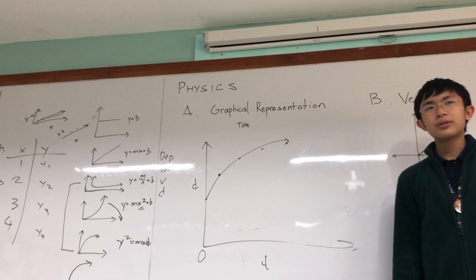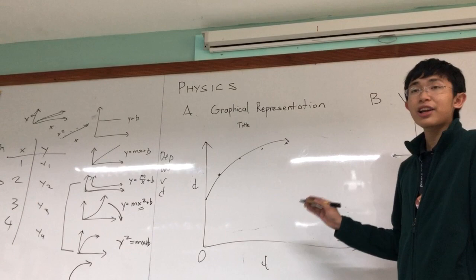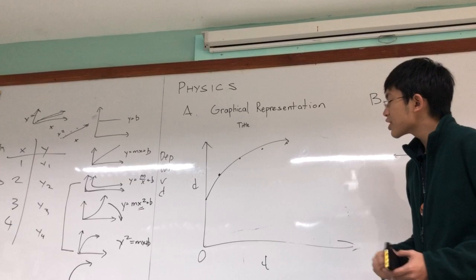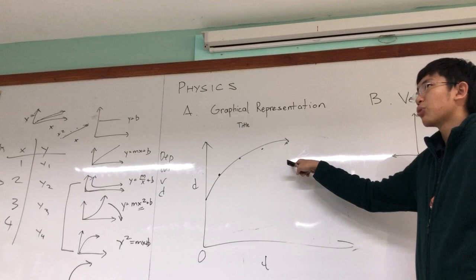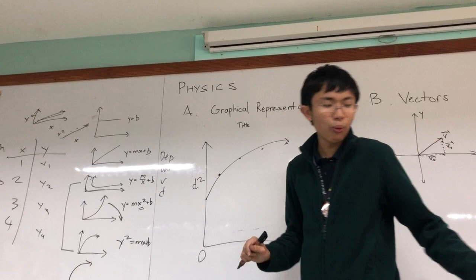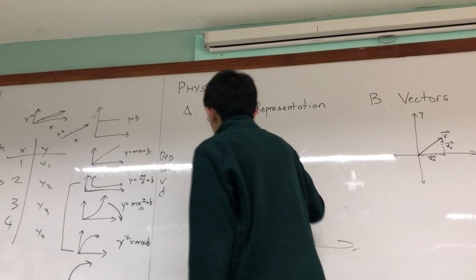This is a position time graph and it's slowing down. So what we want to do is make a line of best fit and get a good equation. Since we know that it's a sideways parabola, again, use this rule. We make our y value squared, which will result in something that looks like this.